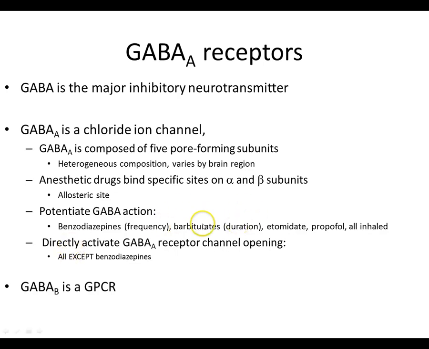In addition to helping GABA work, all of them except for the benzodiazepines can also bind and directly cause the channel to open even in the absence of GABA. Since benzodiazepines cannot do this, in general, benzodiazepines are a weaker activator of the GABA-A receptor. And I'll remind you that GABA-B is a G-protein coupled receptor for the neurotransmitter GABA. These drugs do not bind or activate GABA-B. This is an independent receptor.